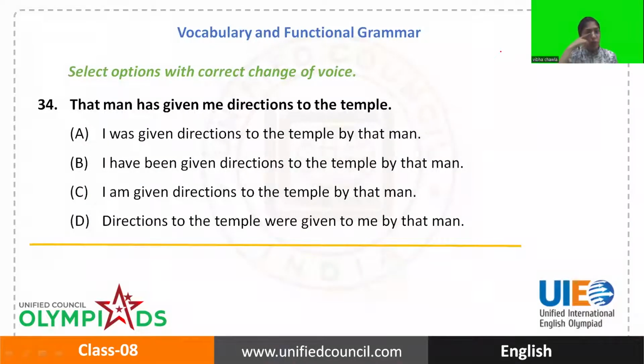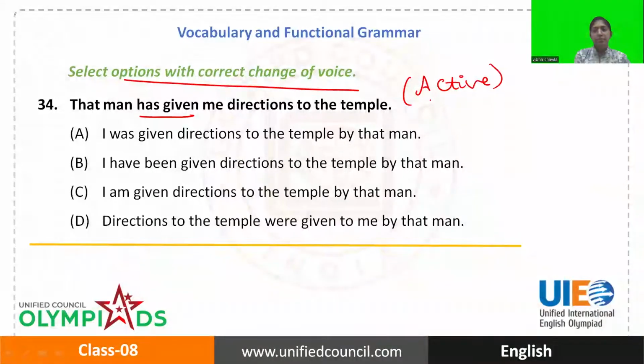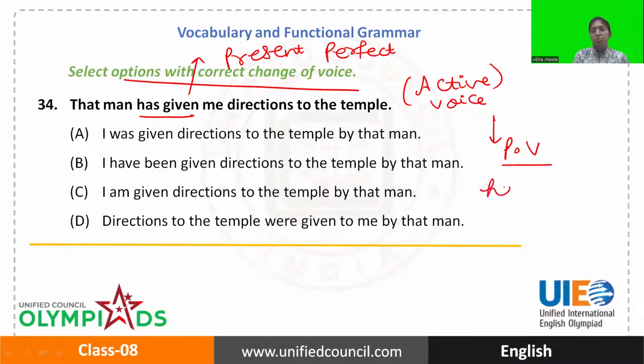Then next up, question number 34 from voice. Select options with correct change of voice. That man has given me directions to the temple. It is active voice. Tense is present perfect. Passive voice will be has just been plus V3.